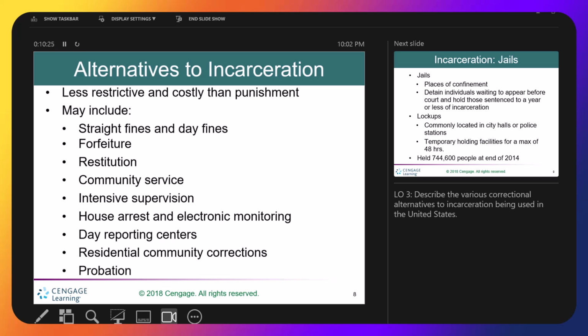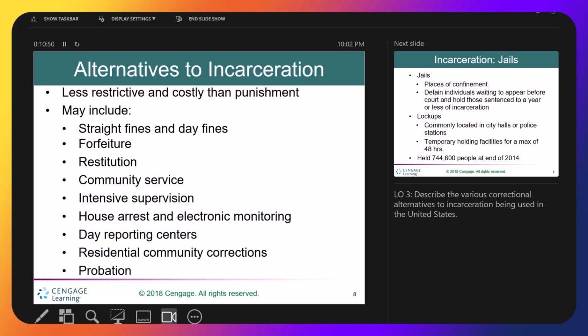Restitution. If you cause damage to somebody, let's say you drive DWI and you tear up somebody's front porch, now you've got to pay for it. Community service. They might say, you know what, we're not going to send you to jail, but you're going to have to do community service on the weekends for the next 6 months.